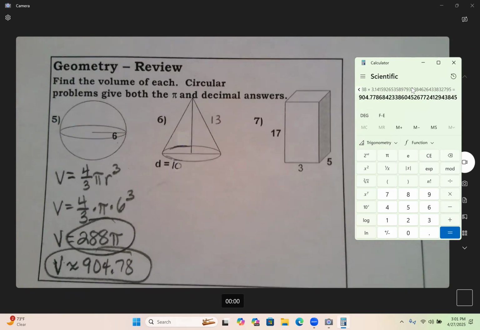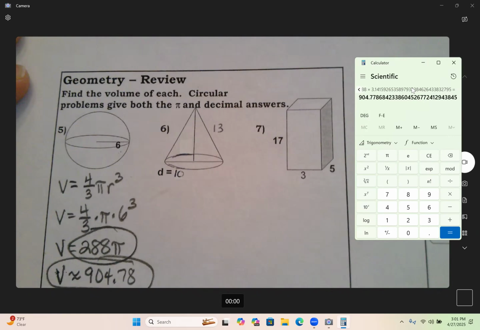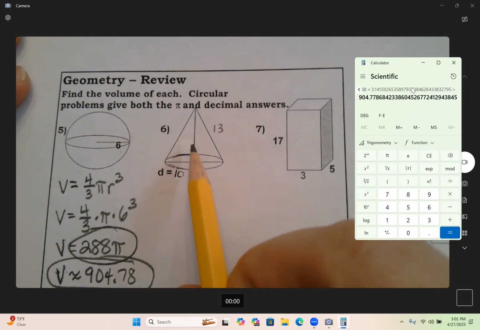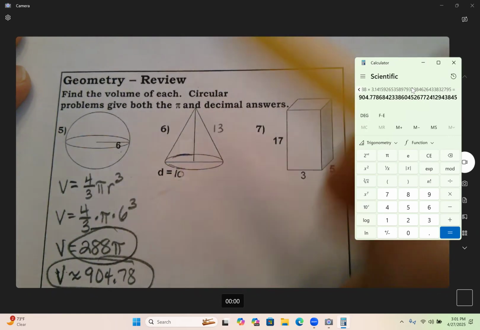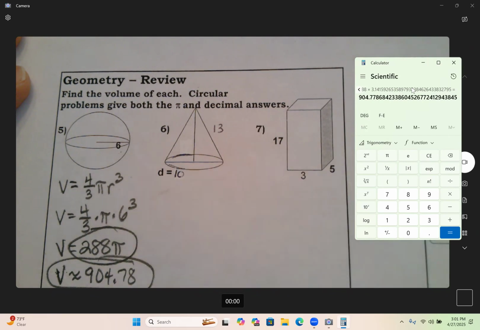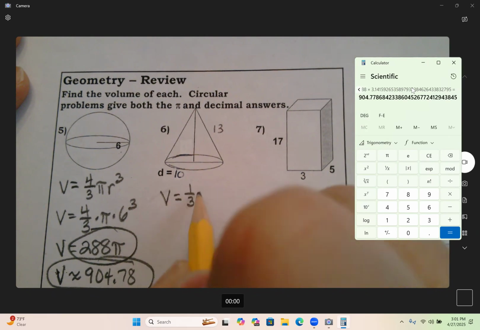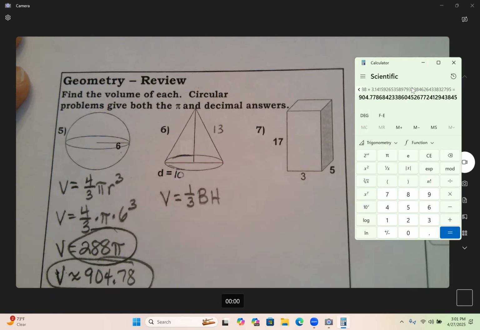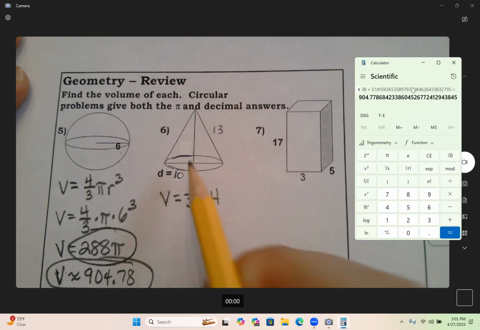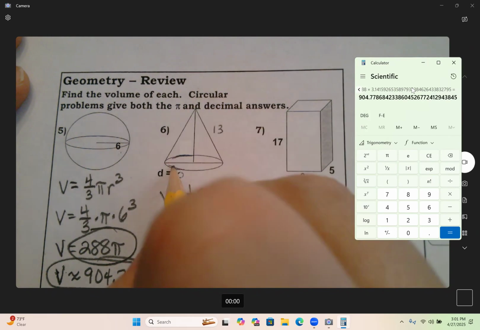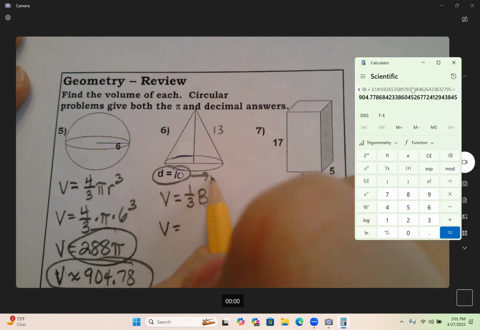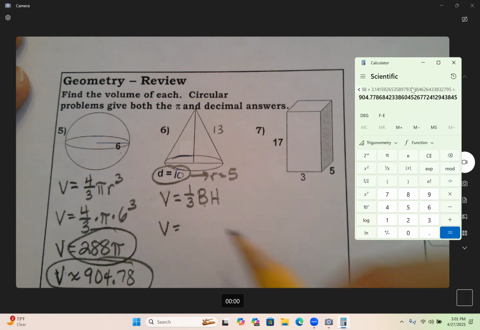All right, so this one's going to be a little bit more challenging. We have a cone, a right circular cone. The base is, of course, the circle on the bottom. The diameter of the base is 10, and then they give us a slant height. But the volume of a cone or a pyramid is 1/3 area of the base times the height. So the area of the base, it's a circle, that's pi r squared. So if the diameter is 10, then that means the radius would be half of that, which is 5.